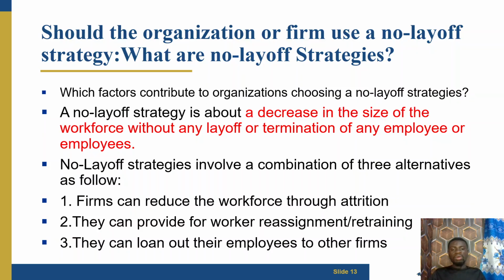Then they can loan out their employees to other firms. I don't have much example on this one. So with the attrition, like I said, it has to do with when the workers go on retirement, when they resign, you don't employ any other workers again.